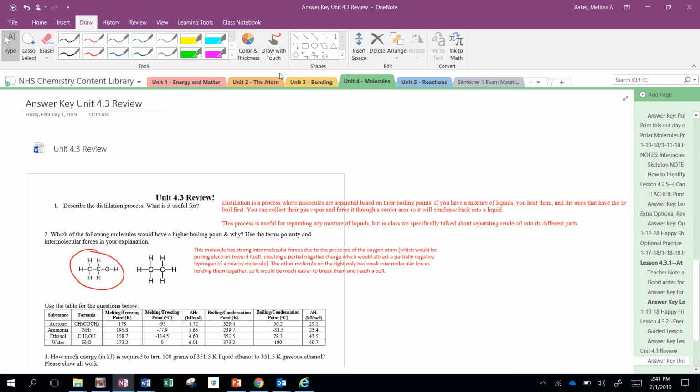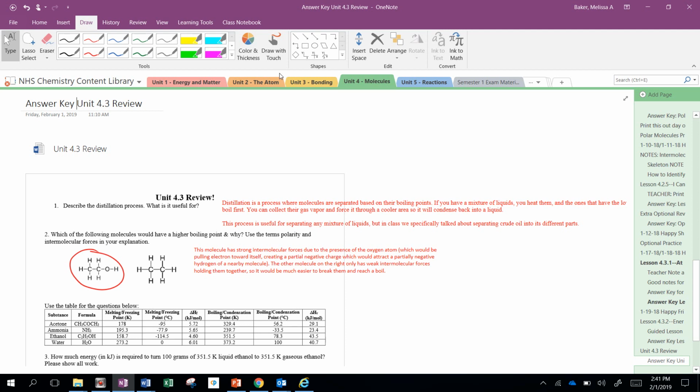Let's take a look at the Unit 4.3 review. The first question asks you to describe the distillation process and what it is useful for. So I wrote, it's a process where molecules are separated based on their boiling points.